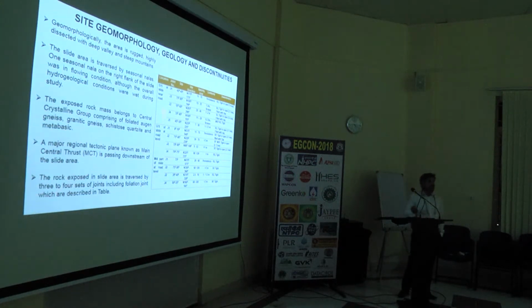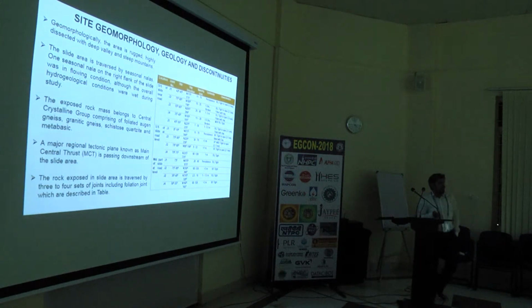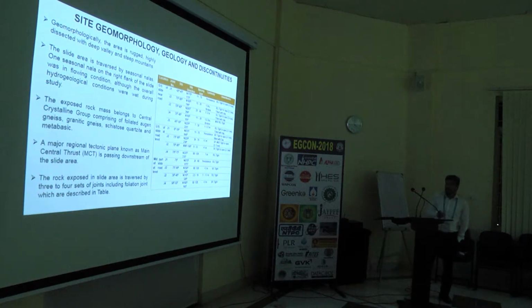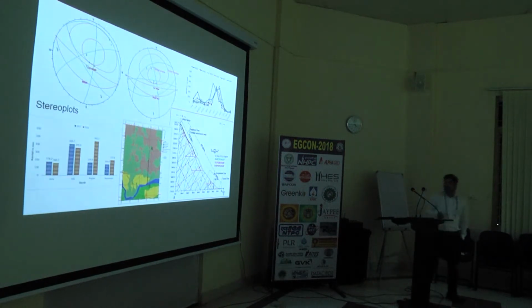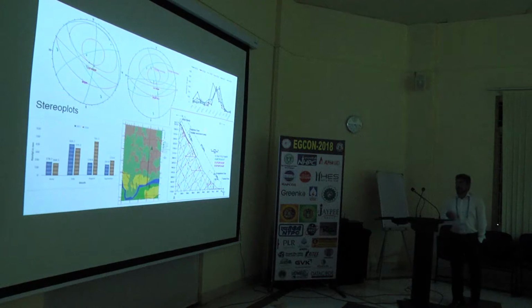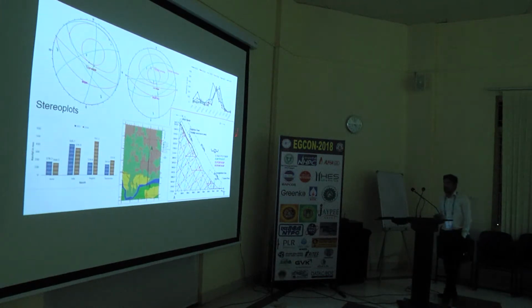As per the map, the MCT is about 2.5 to 3 kilometers downstream from the location of the slide. The joint data has been collected, and 3 to 4 joint sets were collected during the preliminary study. Next. Now, a number of things are there in this slide, but I want to start from the rain data.